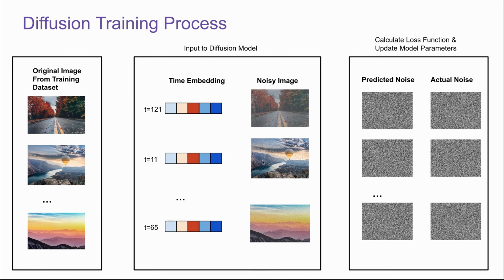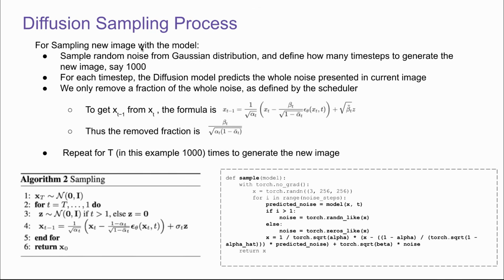along with the time step. And then UNet will be able to predict the noise, and we already know the actual noise. So we will be able to calculate loss function by comparing these two, and then update the model parameters. This is the sampling process.